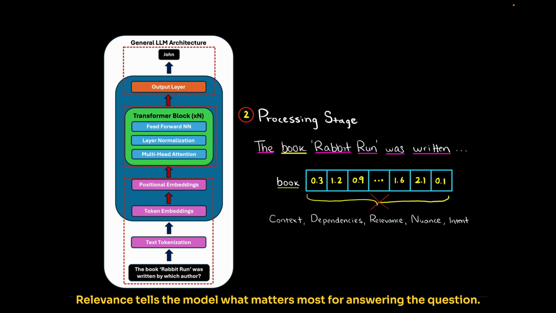Relevance tells the model what matters most for answering the question. For instance, the word book here is more important to the answer than the words the or was. The model must understand that the identity of the book is central to finding the author. Finally, the intent tells the model what the sentence is doing, and iterations capture how two words influence each other's meaning. In short, we want to know how much attention to show other words within the sequence in relation to our keyword. So when considering the word book, which, written, and author are the most important.